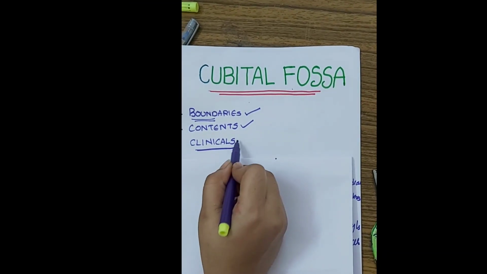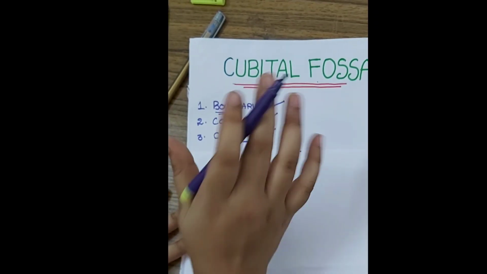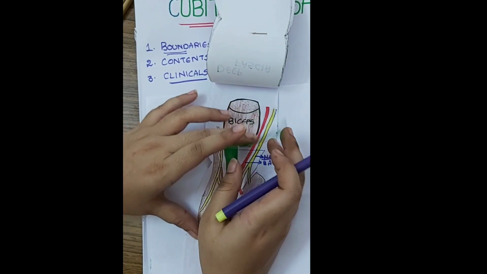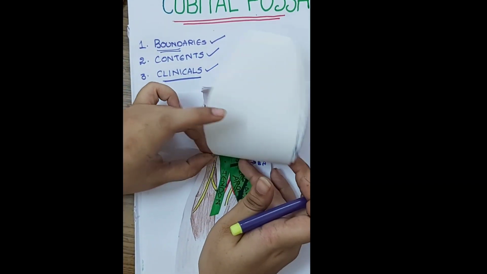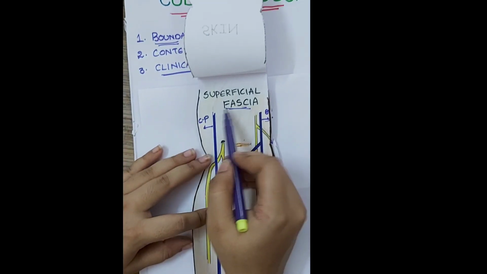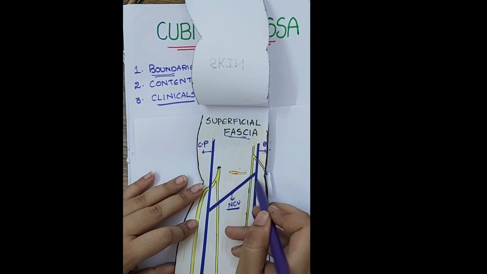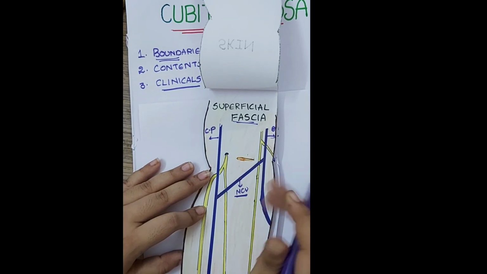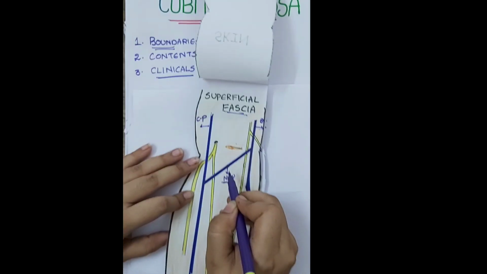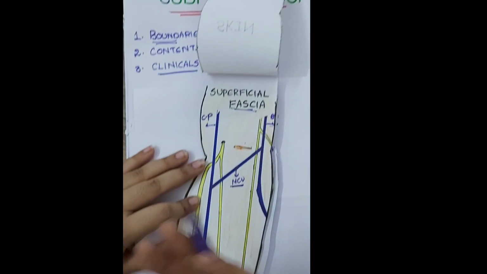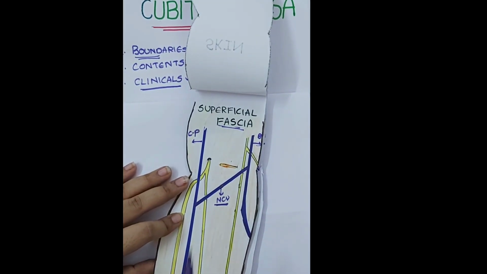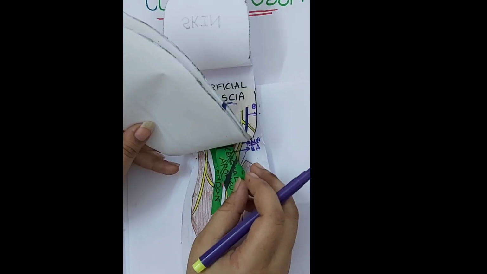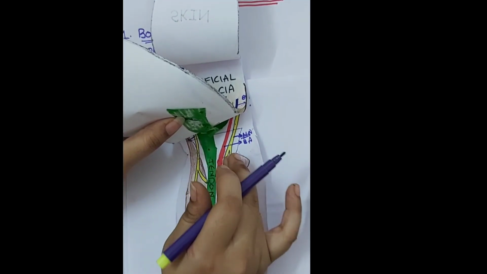Next, coming to clinicals. The cubital fossa is most important for the following reasons. The medial cubital vein, situated in the superficial fascia, is often the choice for intravenous injections. It is also used for introducing cardiac catheters and to get samples of blood. During this collection, if any injury happens, then the bicipital aponeurosis protects the underlying structures of the cubital fossa.